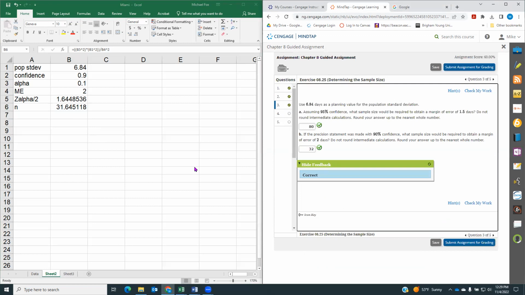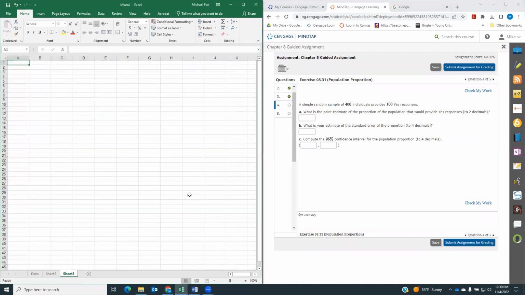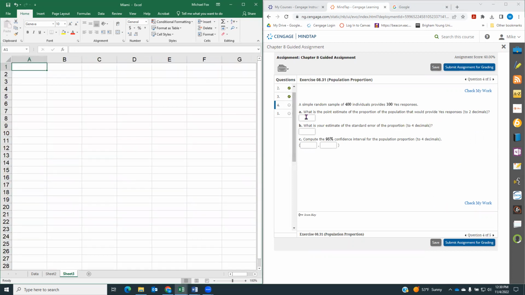All right. So now we're ready to move on to number 4. So in number 4, we're dealing with a population proportion. It tells us a simple random sample of 400 individuals provides 100 yes responses. What is the point estimate of the proportion of the population that would provide yes responses?